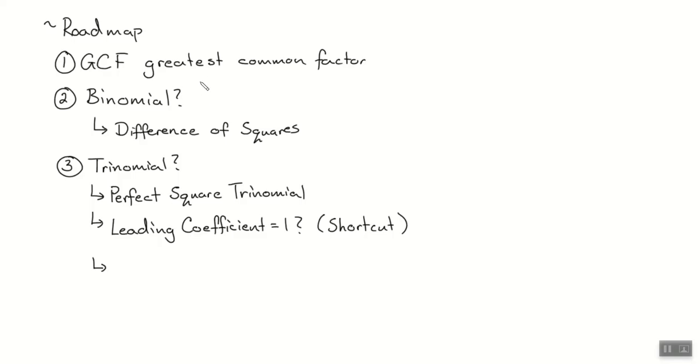So, continuing on. GCF, always. Then we check if it's a binomial, and if so, we'll do whatever this means. If it's a trinomial, we check, is it a perfect square trinomial?